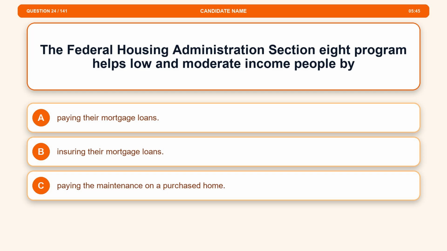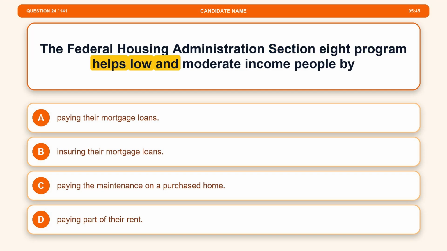Question 24. Federal Housing Administration's Section 8 program helps low and moderate income people by Option A, paying their mortgage loans. Option B, insuring their mortgage loans. Option C, paying the maintenance on a purchased home. Option D, paying part of their rent.